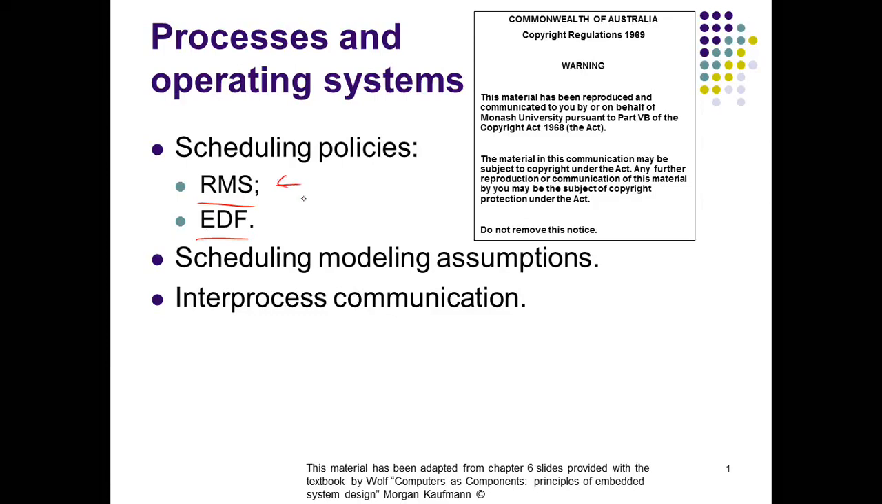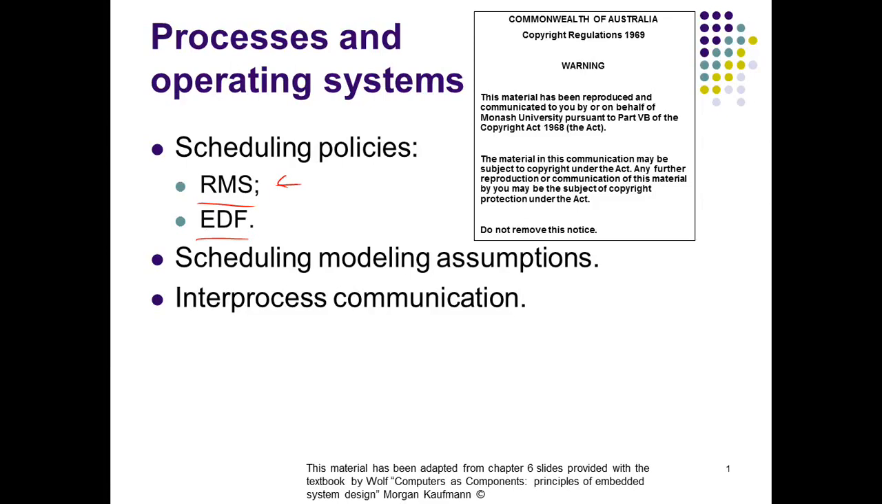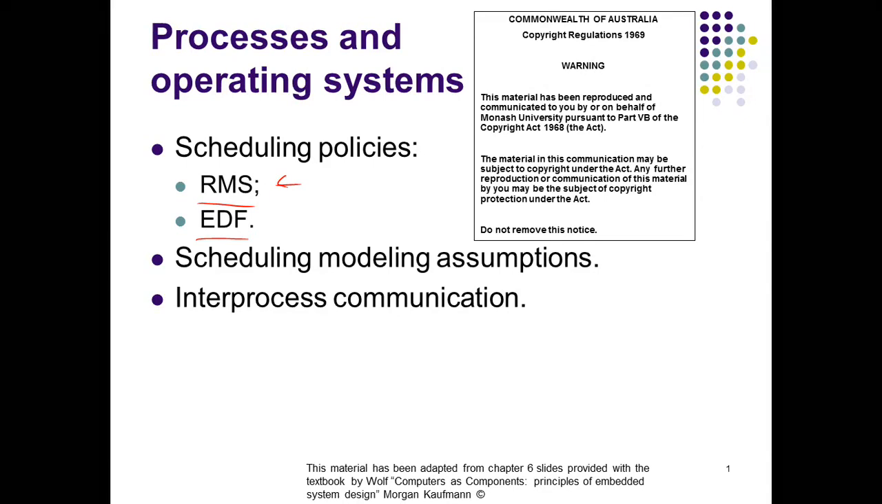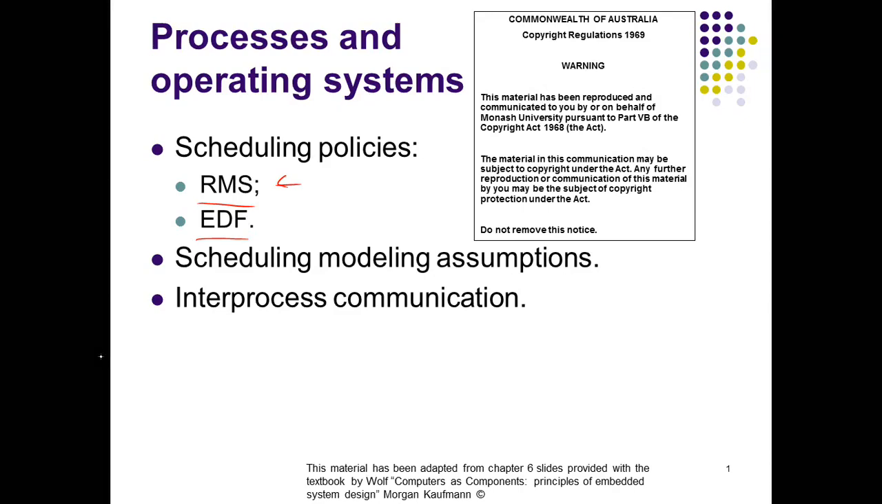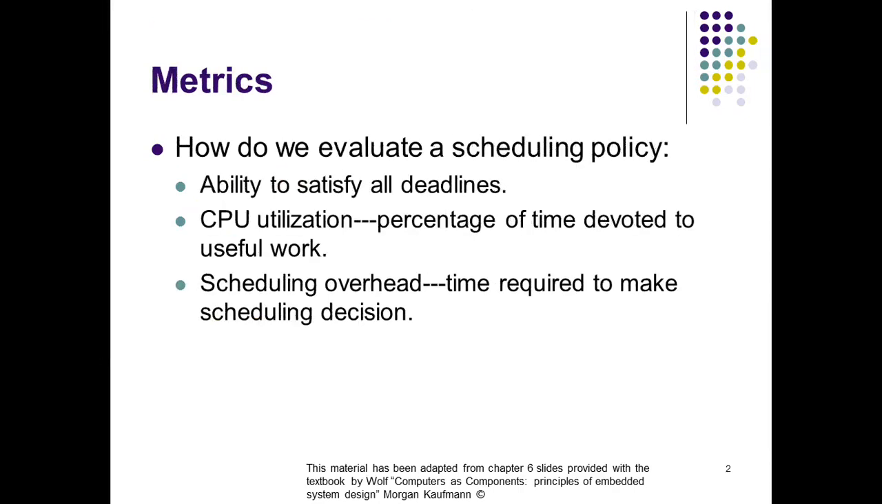The former is a fixed priority schedule. The latter will change the priorities as you run the program. Obviously, changing priorities takes computational effort, so it's costly, but you'll be able to run processes and meet deadlines more easily than with a fixed priority. Okay, so we'll talk about some various assumptions we have in our model, and we've actually covered talking about communication.